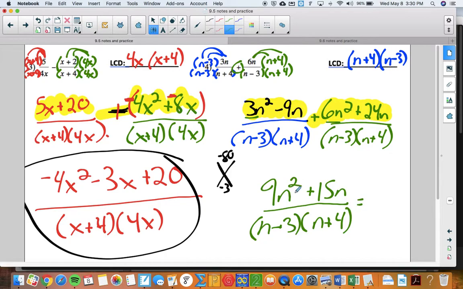Again, try to factor the top. The top we can factor. You always look for a greatest common factor, and it has a greatest common factor of 3n. That would leave me with 3n plus 5. See, if I distribute the 3n in, I get 9n squared and 15n. That's all over that same common denominator. Now I wish that we'd have the same factor here, but that 3n plus 5 does not match with anything on the bottom, so I can't reduce out a factor anywhere. So that's my final answer.